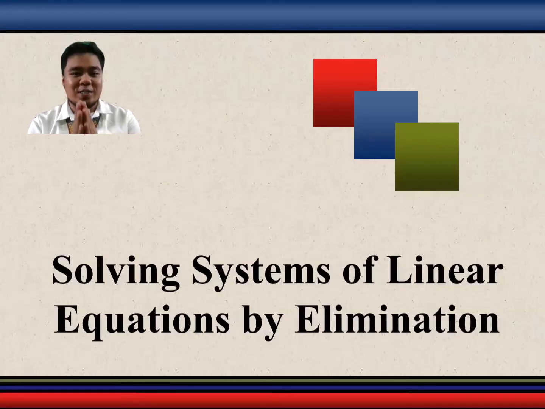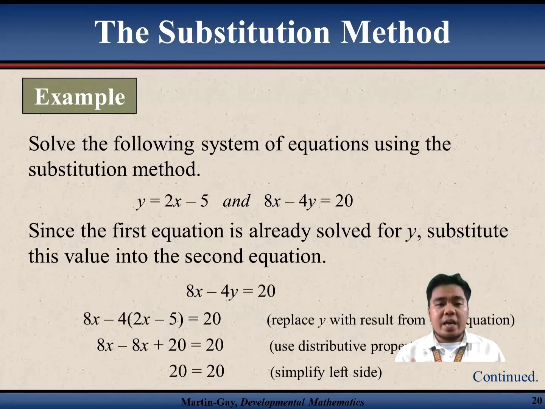Now we are going to talk about the second method in solving systems of linear equations, and that is by elimination. Now, there are some cases where, when we perform substitution, for example, like this, y is equal to 2x minus 5, and the other is 8x minus 4y is equal to 20. As you have noticed, our equation 1 has the value of y already, and that is 2x minus 5. So I will substitute that value of y directly into the second equation, that is 8x minus 4y is equal to 20.